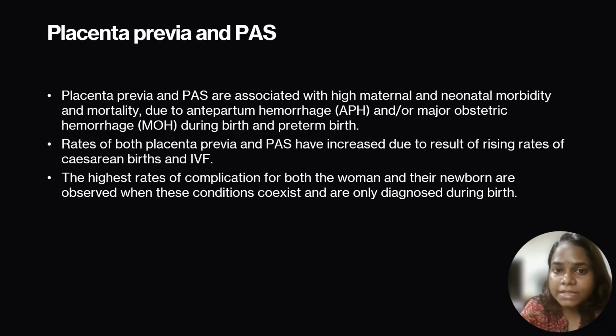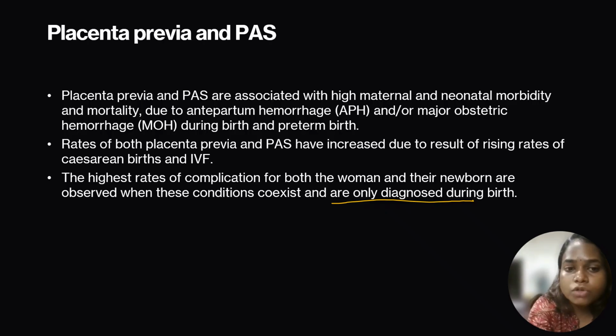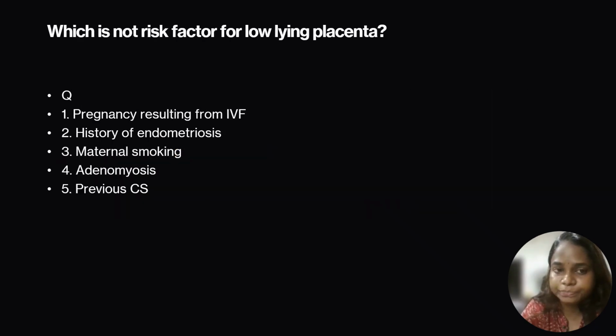Placenta previa and placenta accreta spectrum disorders. Placenta previa and accreta spectrum are associated with high maternal and neonatal morbidity and mortality because of antepartum hemorrhage, major obstetric hemorrhage during birth, and preterm birth. Rates of both placenta previa and placenta accreta spectrum have increased as a result of the rising rate of cesarean birth and IVF. The highest rate of complications for both the woman and the newborn is observed when these conditions coexist and are only diagnosed during birth. So because of more cesarean sections and more IVF, placenta previa and placenta accreta spectrum disorders have increased.